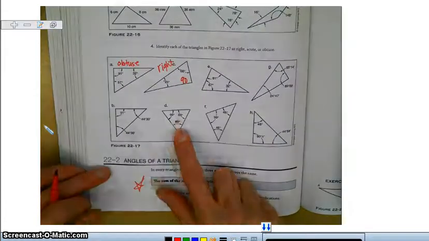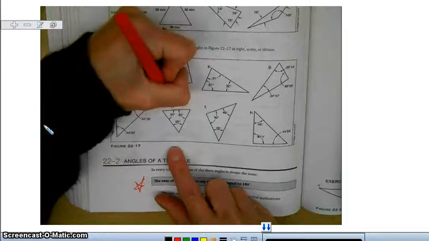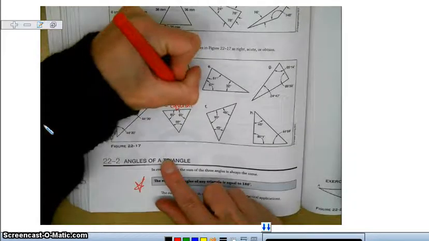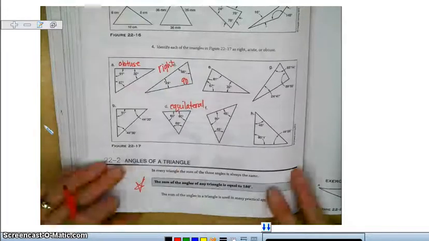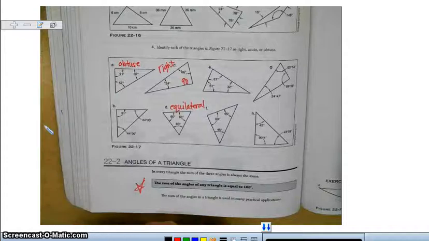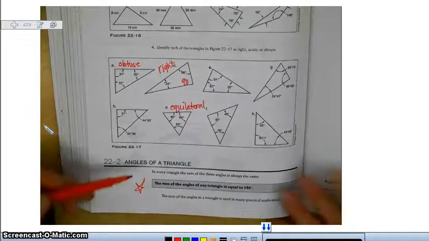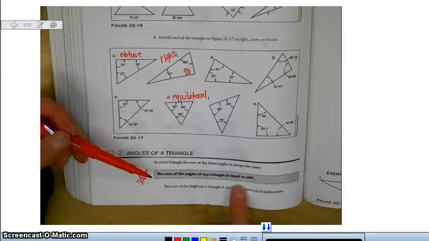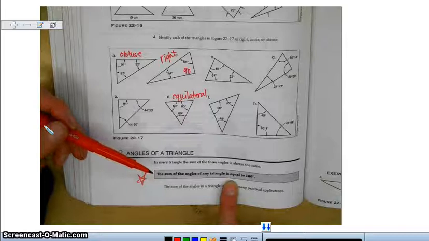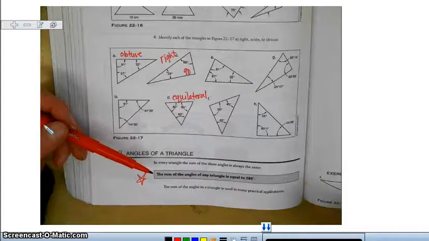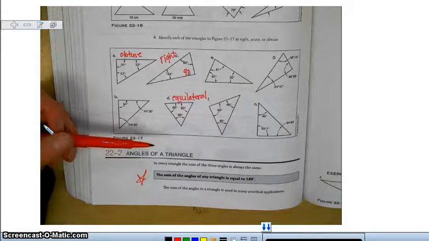Okay, I'm just going to move to D. All the angles are 60, so this is equilateral. And I think that's an example of each of them. So now, if we do know that the sum of the angles of any triangle adds up to 180, we can use that to figure out missing angles.